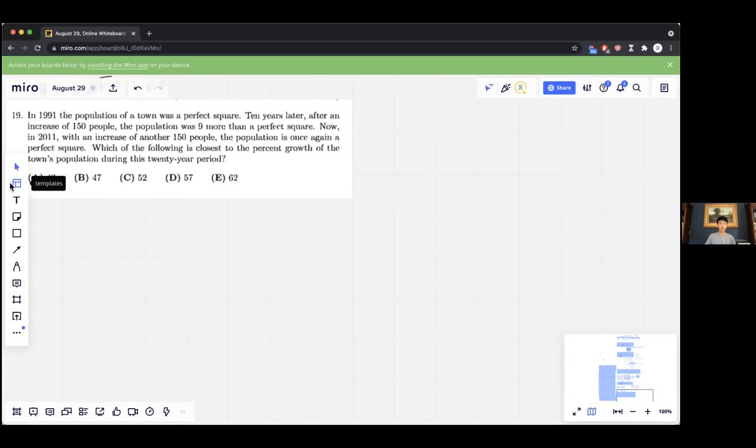Okay. In 1991, the population of a town was a perfect square. 10 years later, after an increase of 150 people, the population was 9 more than a perfect square. Now in 2011, with an increase of another 150 people, the population is once again a perfect square. Which of the following is closest to the percent growth of the town's population during this 20-year period?